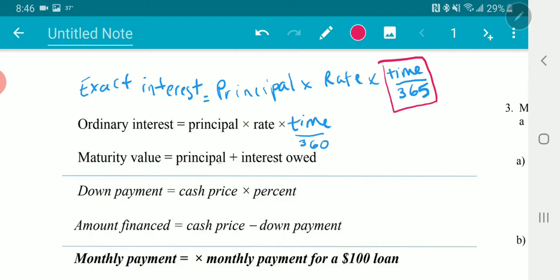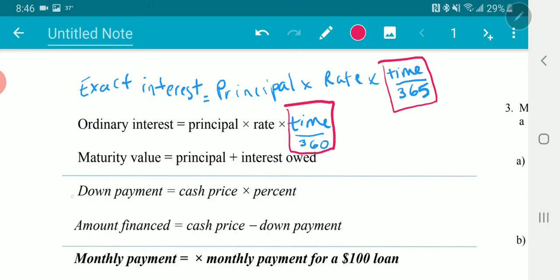Same thing for ordinary interest, your principal times your rate, but this time is over 360. And that's going to be used for question number one. Question number one has you calculate for part A the ordinary interest and then find your maturity value. And then part B has you finding the exact interest followed by your maturity value again. So just follow those equations.